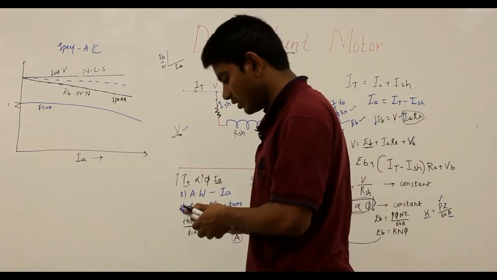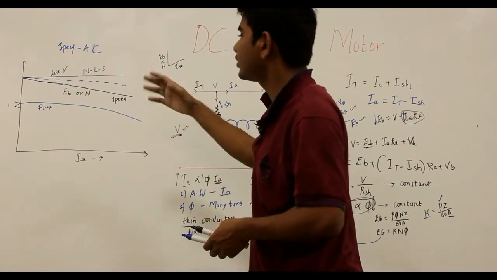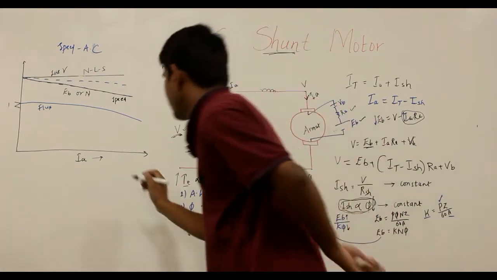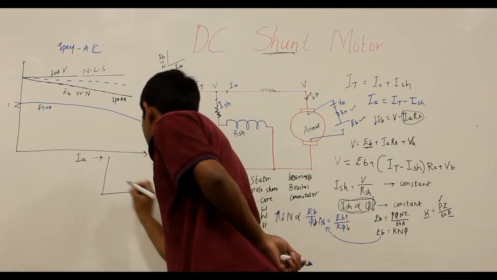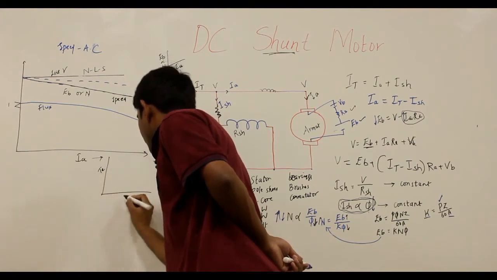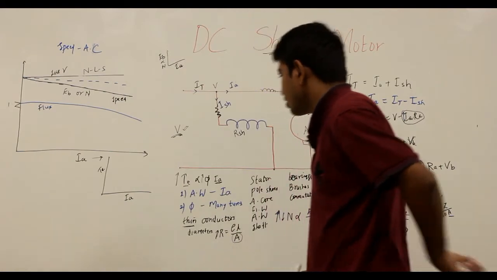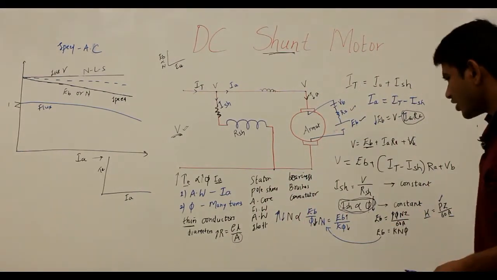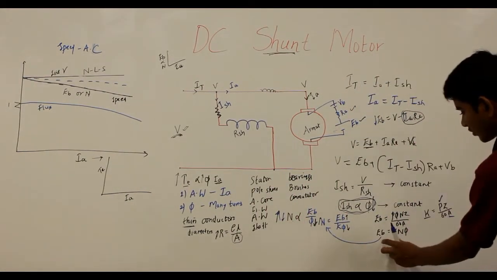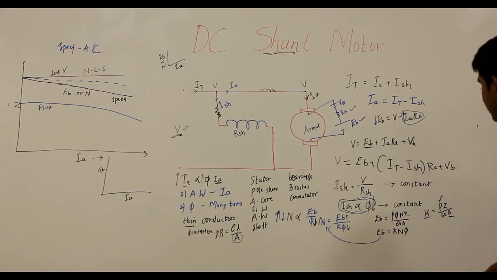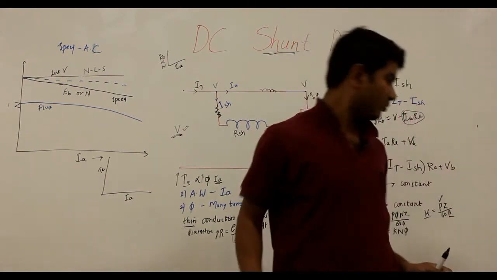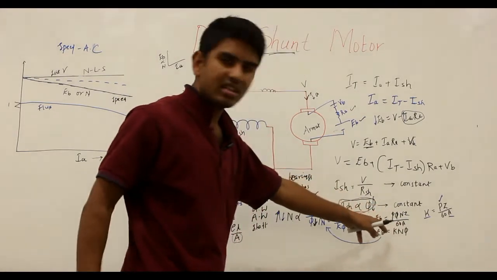Now if I plot the torque against the armature current, let me say this is my electromagnetic torque in Newton meters, and this is the armature current. So let us derive that torque equation from the back EMF equation. From here I am having Eb equal to P phi N Z upon 60A.